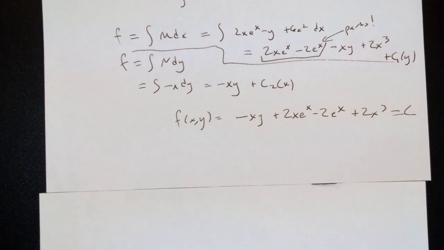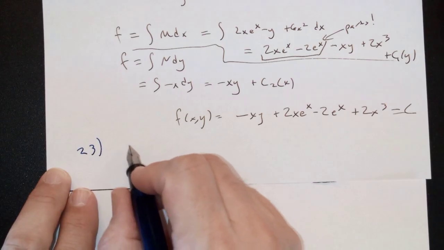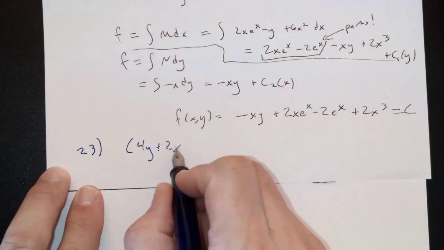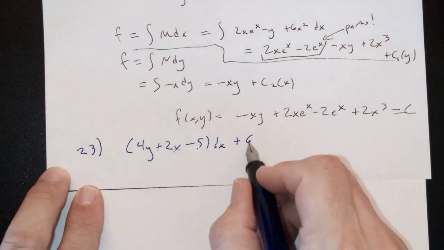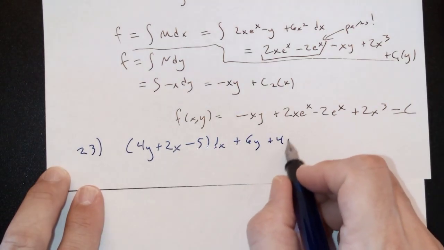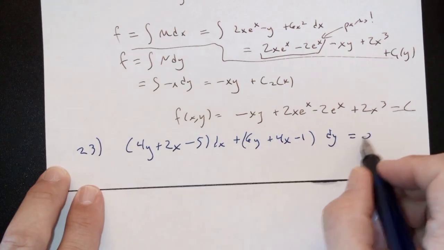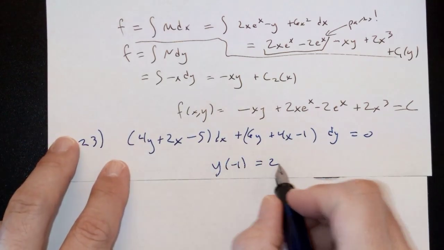Questions? I'm just going to write this problem down. I'm not going to do it right at the moment. 4y plus 2x minus 5 dx plus 6y plus 4x minus 1 dy equals 0. But this one has an initial condition. y of minus 1 equals 2.